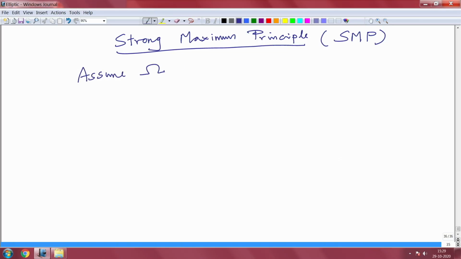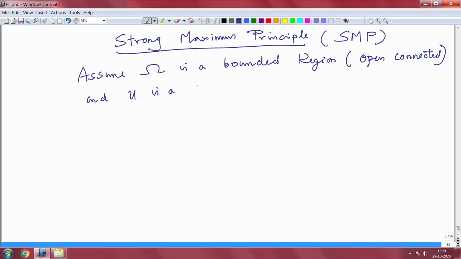Okay. Assume omega is a bounded region. That means open connected. Otherwise, you can apply it to each connected component. And u is a bounded subharmonic function.